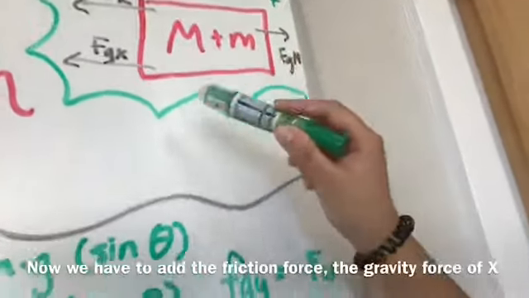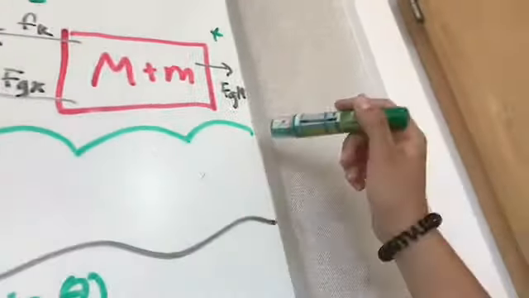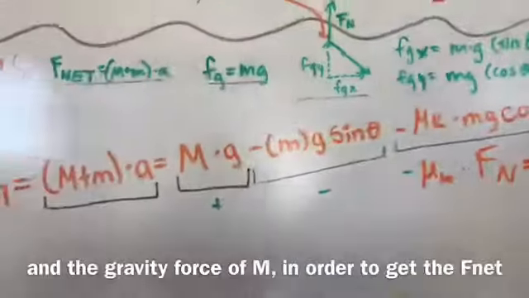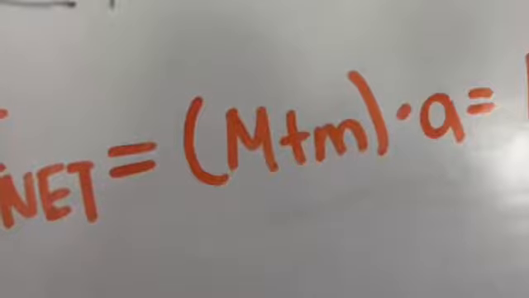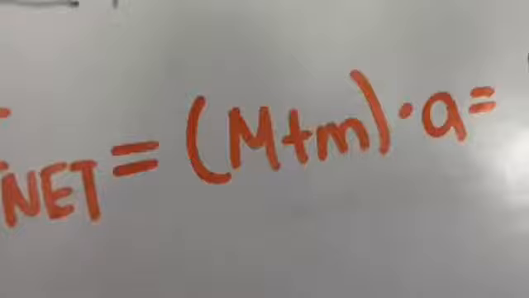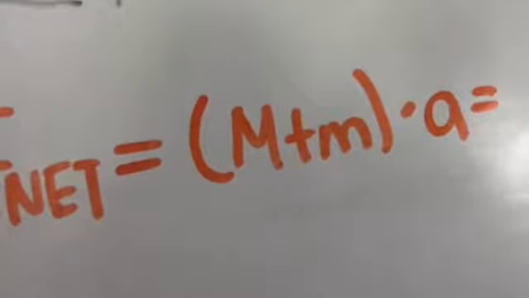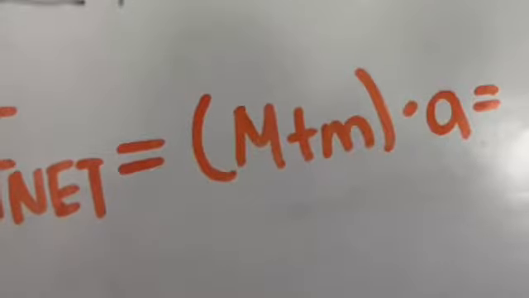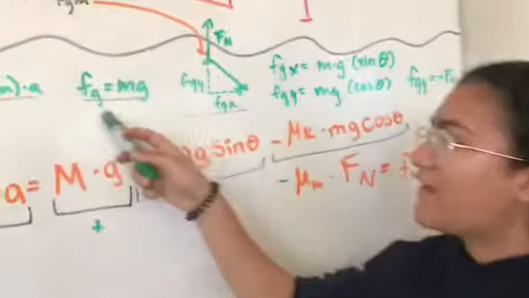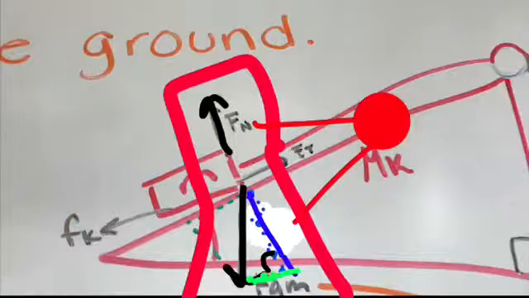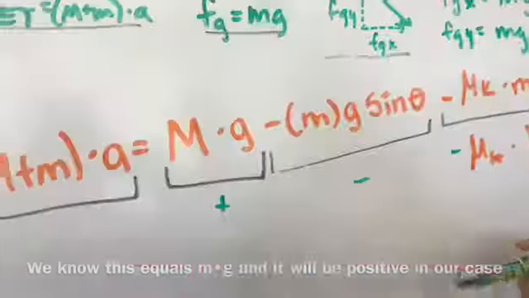Now we have to add the friction force, the gravity force in x, and the gravity force on M in order to get F net. Since we know that F net equals the sum of masses times acceleration, we can substitute that for F net in our equation, and this is what our equation will be equal to. Now we have to solve for Fg of M. We know that it equals M times g, and it will be positive in our case.